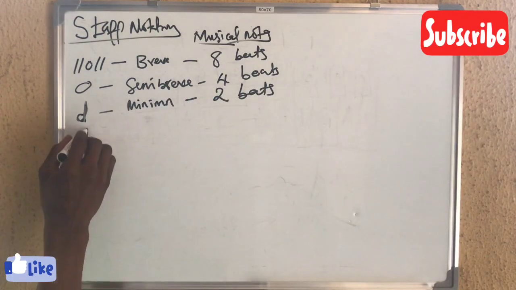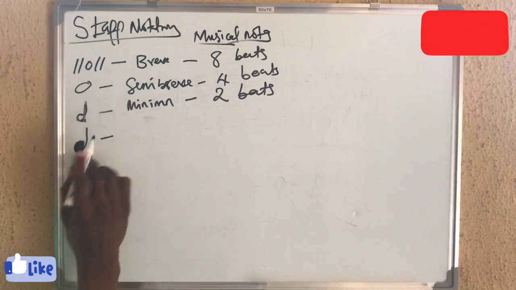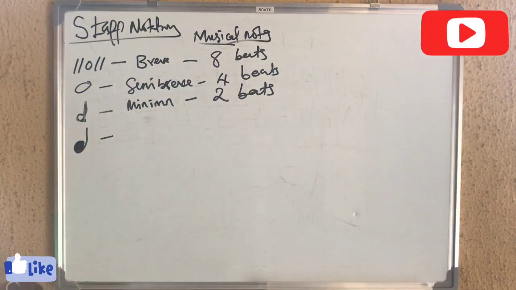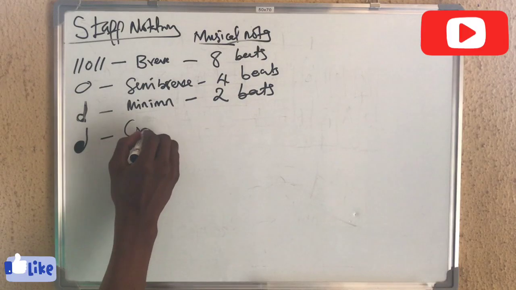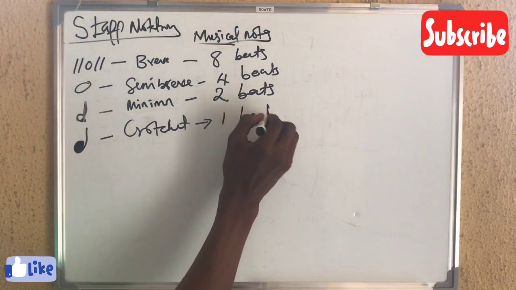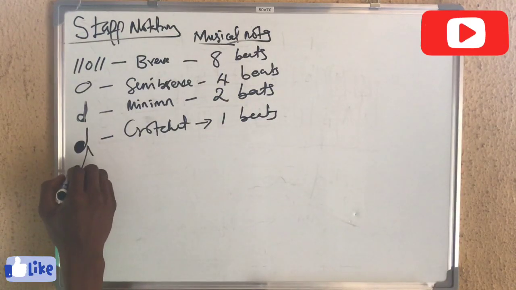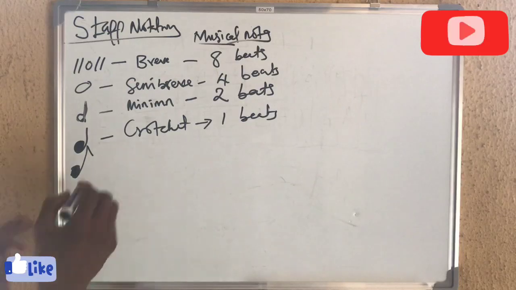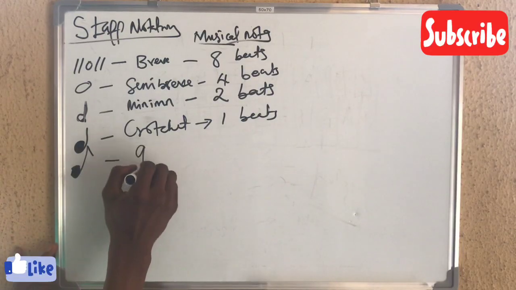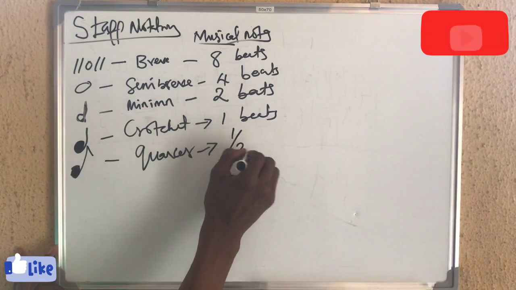Then we have what we call a crotchet, which has a shaded head. This is crotchet, which has 1 beat. Then we have what we call the quaver. It's a shaded head note with 1 tail. This is the tail called the quaver, which is 1/2 beat.